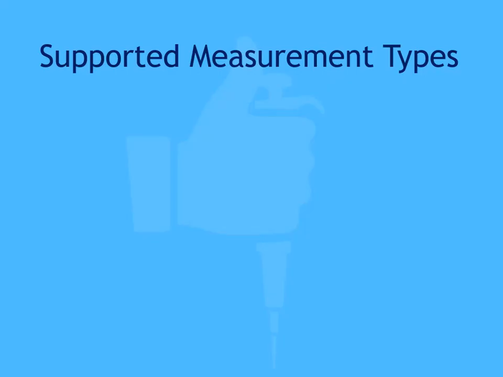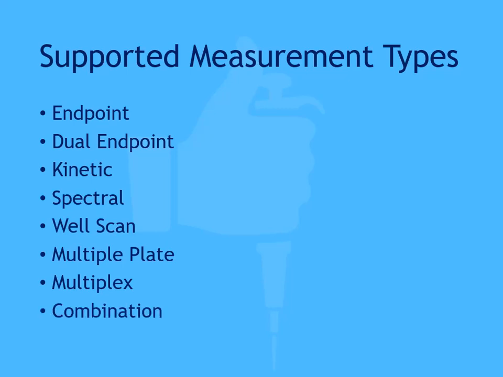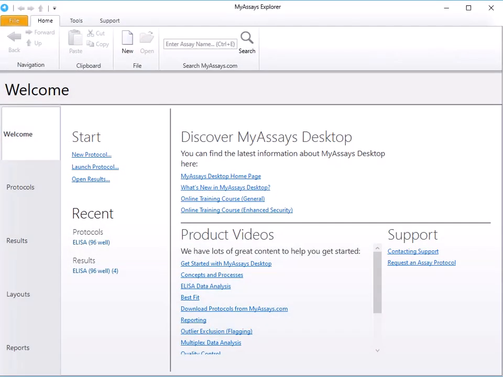MyAssays desktop supports many different measurement types, including endpoint, dual endpoint, kinetic with and without time points, spectral, well scan, multiple plate, multiplex, and combination data, which may contain more than one type of these listed measurement types. To investigate the MyAssays Pad Data format for these different measurement types, you can use the new protocol wizard to provide the expected format.